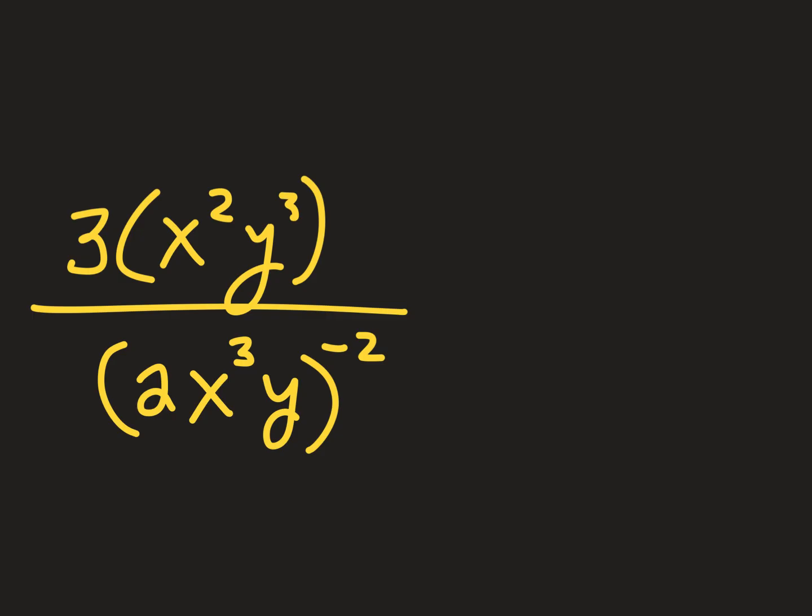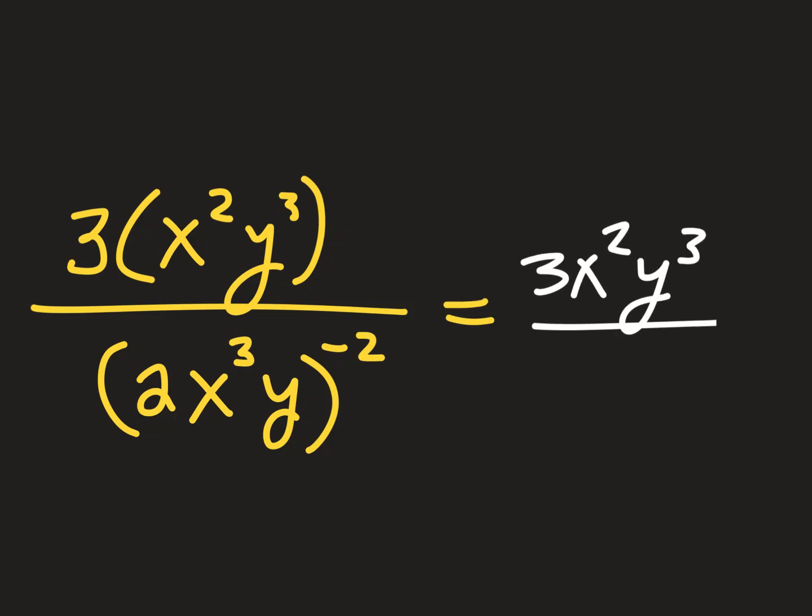All right, the first mistake kids can make is they think they can distribute this 3 in there. That's not a thing, because there's no plus and minus in there, so you can't do that. So it's just a 3 on the top. So is there really anything you can do on the top? No, there really isn't. It's just 3x squared y to the 3rd at first.